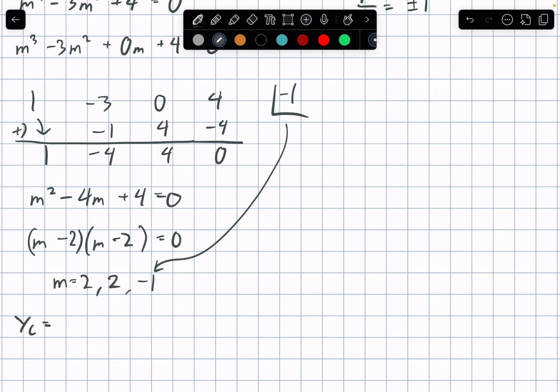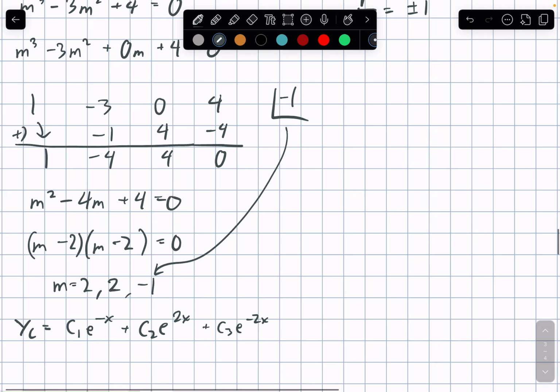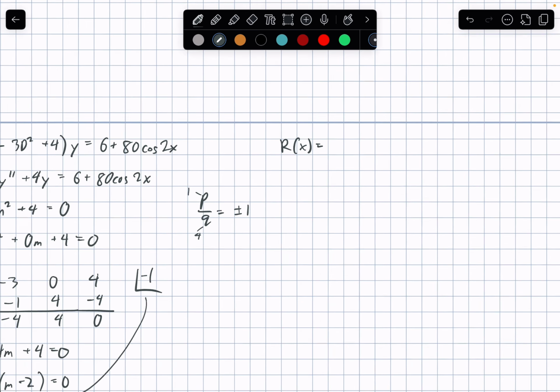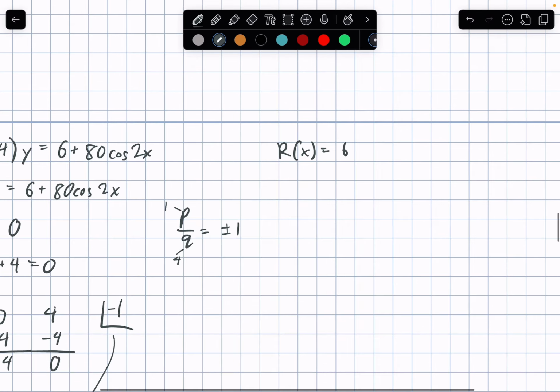Y sub c is c1 e raised to negative x plus c2 e raised to 2x plus c3 e raised to negative 2x. Okay, we're done there. Let's now write our r of x. R of x is 6 plus 80 cosine 2x. Yeah, that's correct.